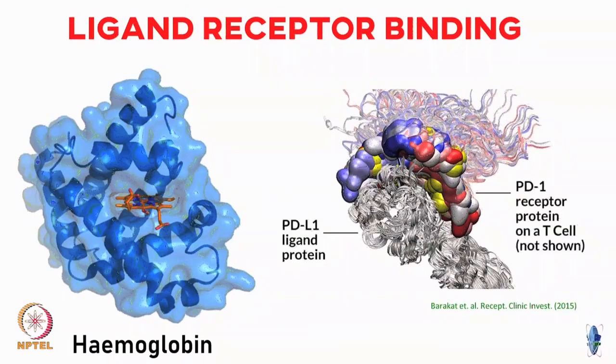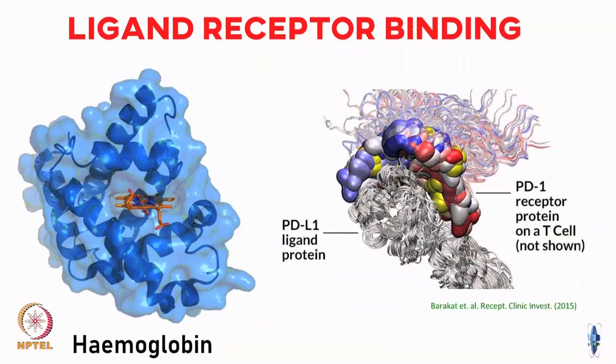Similarly, this is a different protein molecule, the PD-1 ligand protein. This curved protein over there is the receptor. So, you generally have a large protein, which we call the receptor, and a smaller protein which comes and binds on it, which we call the ligand.